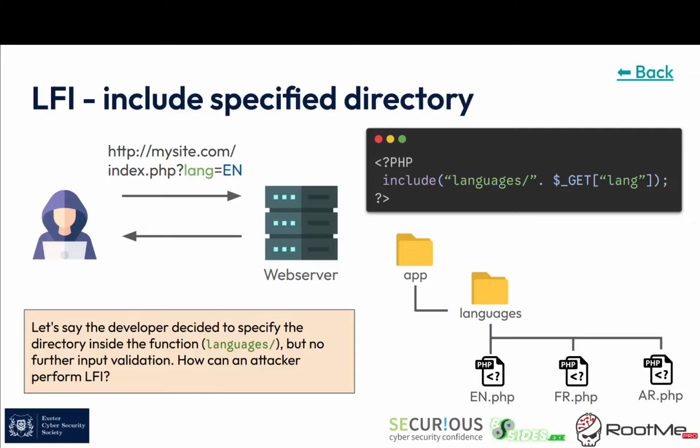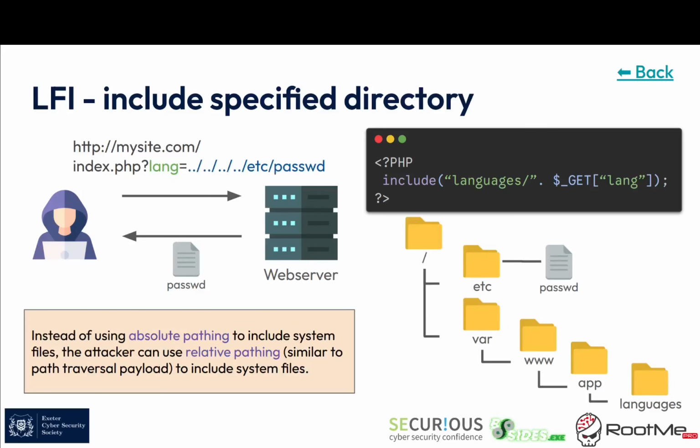But how can the attacker perform local file inclusion? It's the same premise as path traversal, because this time you are in the languages folder, you can use a traversal string to get out of that folder. You can see here, it's the same payload as what I showed earlier in path traversal. You put the path traversal string, like ../, you move up the directories, and then you can go and find the files that you want. So instead of using absolute pathing to include system files, you use relative pathing, which is what I showed earlier.